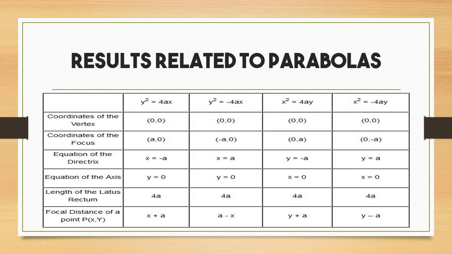Length of latus rectum. I just told you the latus rectum is a line which passes through the focus and is perpendicular to the axis. So the length of latus rectum in all 4 cases of parabola is given by 4a units, as length is always positive. So if you get a negative answer, you need to mention it in positive terms with units. And focal distance of a point. Now what is focal distance? Focal distance is nothing but the distance of any point on the parabola to the focus. For these parabolas, the focal distance formula is, for the first case, x plus a units, second case a minus x units, third case y plus a units, and last case y minus a units. You can easily compute it with the knowledge of the parabola.